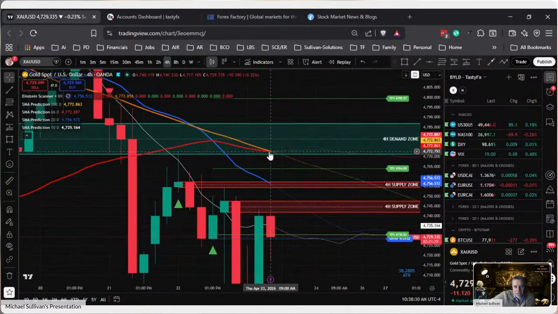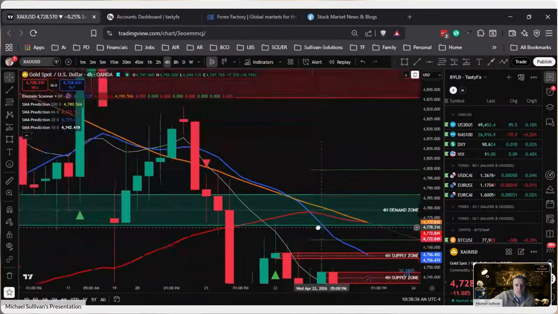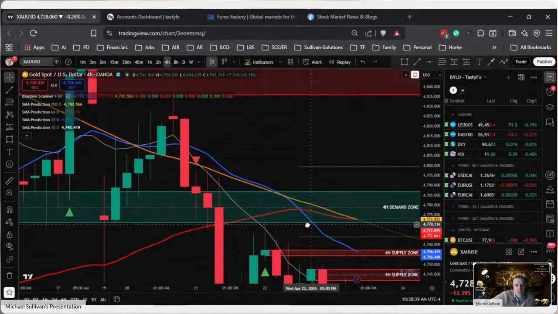And looks like we're going to have a cross right here. 66 is about to cross the 200, but 20 is still heading way down. That's a big supply zone too. My God.